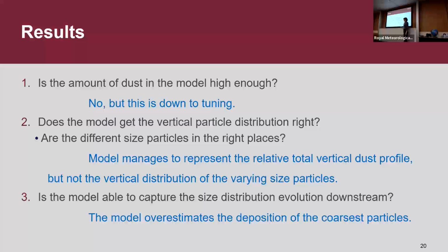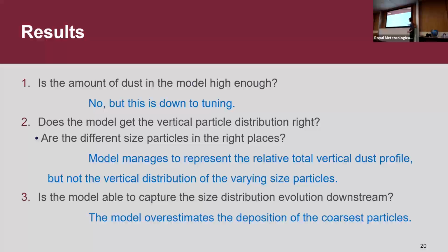Is it doing the vertical profile any justice? It represents the relative total vertical dust profile, but not the vertical distribution of the varying size particles. So it's got the total profile in more or less the right location. That's what we saw in those normalized profiles. It was getting the vertical distribution of that dust in the right place. But from the next plots that we saw, it's not getting the right size particles.